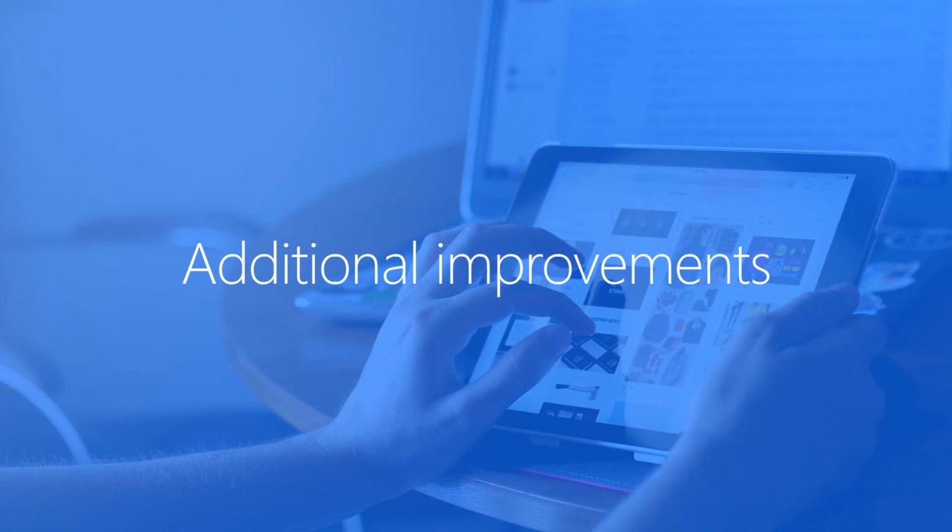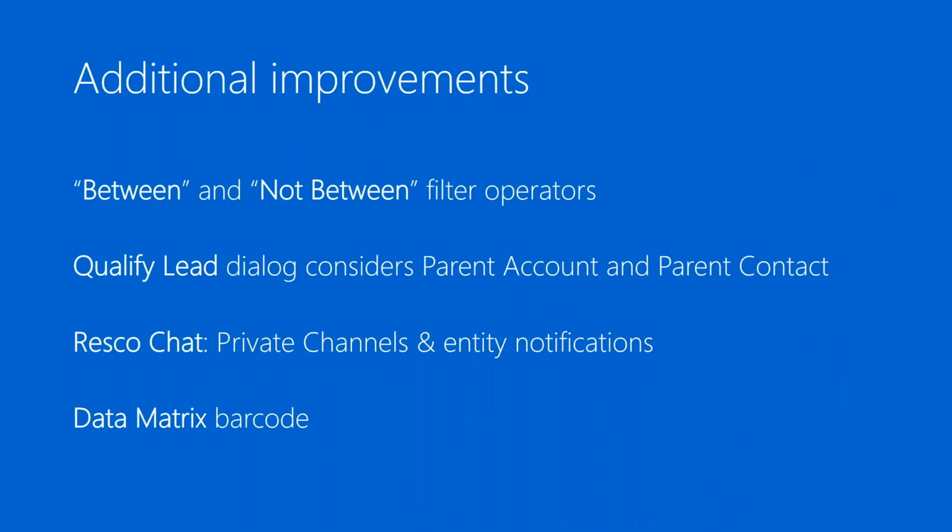Obviously, these 6 features were not all. There are almost 30 additional features that we have there, most notably filter operators between and not between, which can be used to filter between 2 different dates. Qualifying leads on Dynamics CRM now considers parent accounts and parent contacts, so these fields can be set. Resco Chat has been improved. We have private channels and entity notifications.